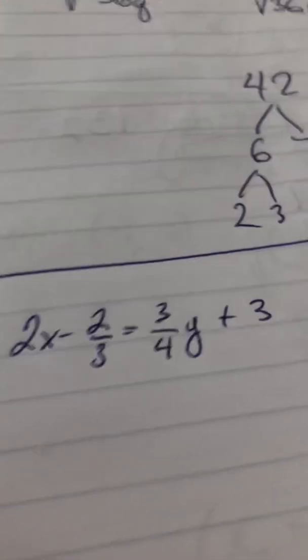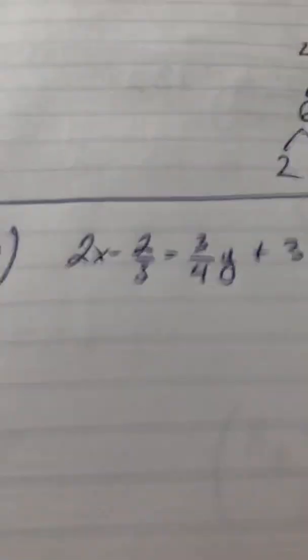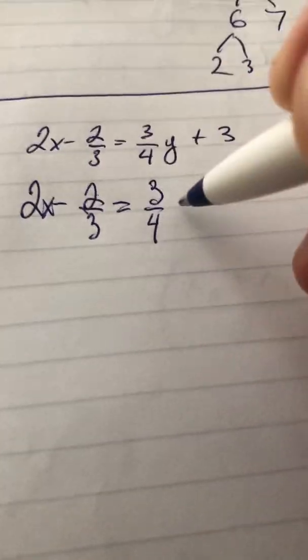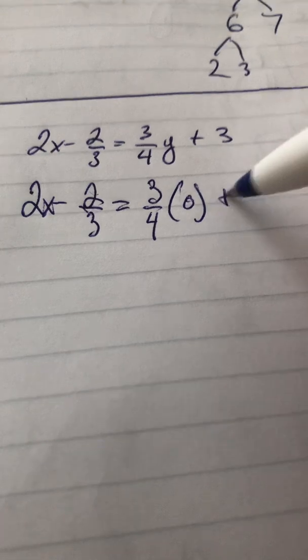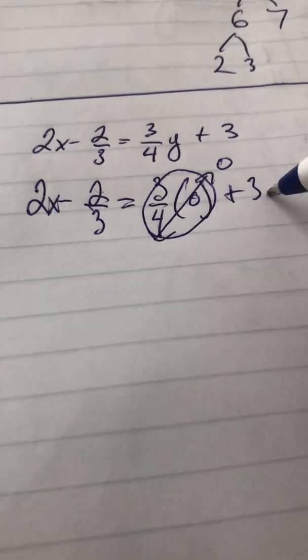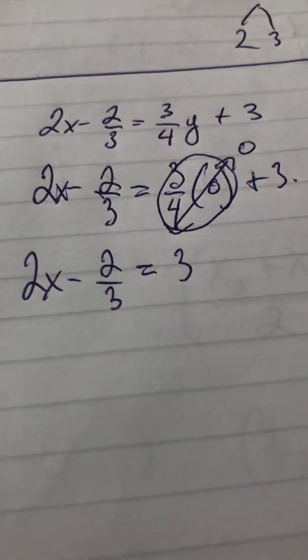So we come over here to number 10. A couple people said they tend to not care for fractions, so I'm going to try to pick ones that are a bit more challenging, that have fractions involved, so we see how to deal with them. So I have 2x minus 2/3 is equal to 3 over 4 multiplied by 0 plus 3. Now, 3/4 times 0 is just going to be 0, and 0 plus 3 is just going to be 3. So I have 2x minus 2/3 is equal to 3.